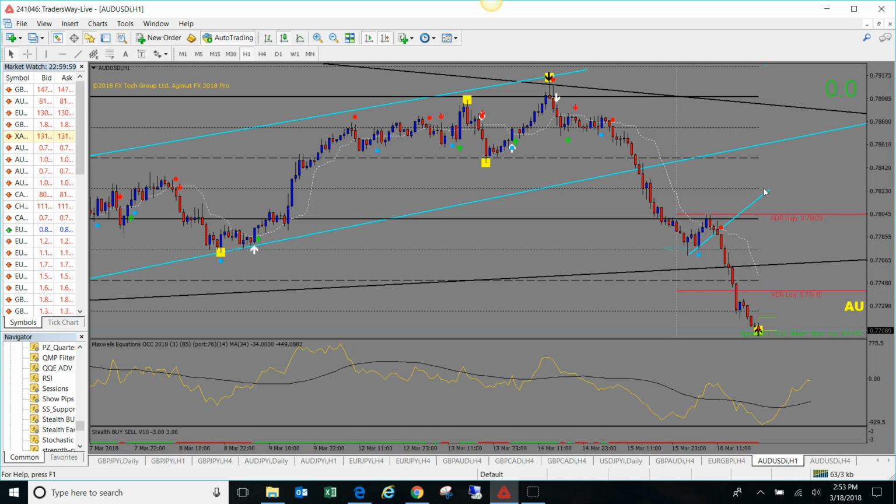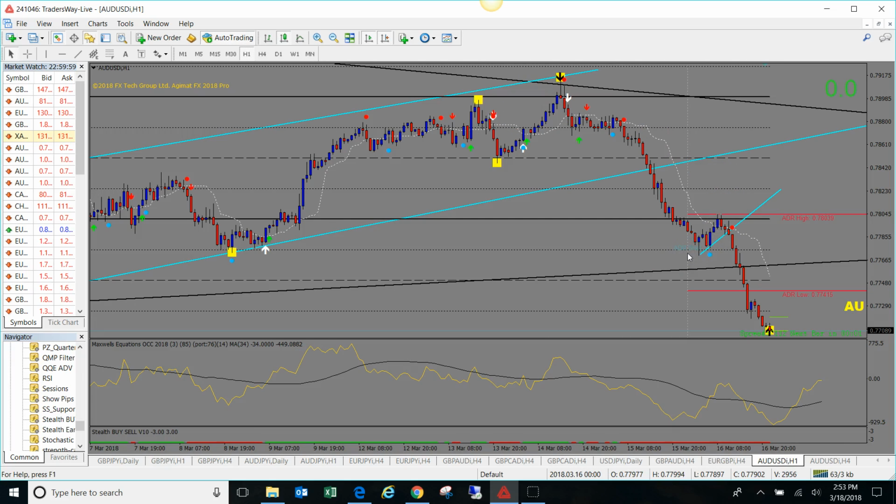Something this simple, like if you're having trouble or issues with these white arrows repainting on these lower time frames, some people say they repaint on the higher time frames too, but I'll talk about that in my next video. If you're having trouble with your entries, something as simple as drawing a trend line will make a huge difference. And that's pretty much it.